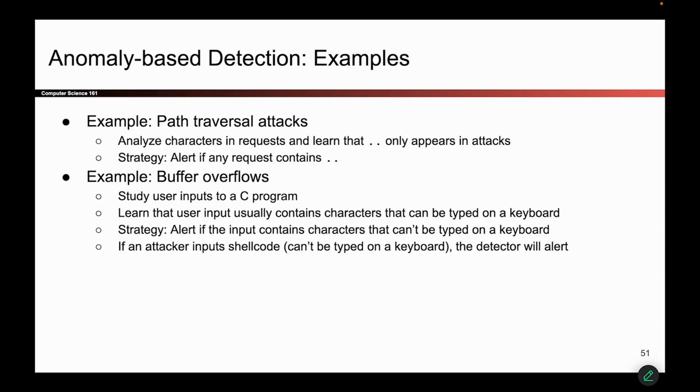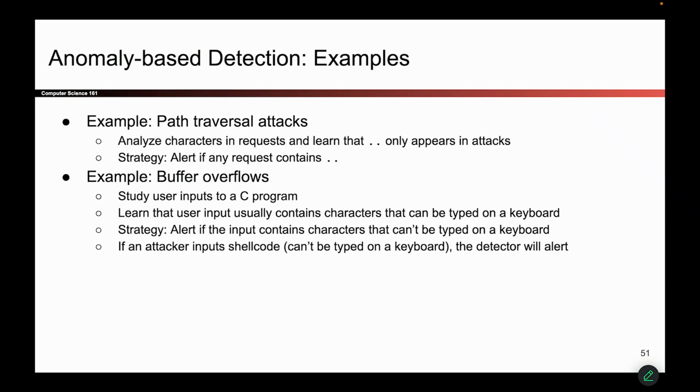Or we could consider buffer overflows. So maybe we give the model a lot of inputs to the C program, and we let the model learn that some of these are attacks and some of these are not attacks. And we want the model to figure out and be able to predict that in the future. So we give the model lots of examples. We say, here's a sample attack, here's another sample attack, here's a sample non-attack, here's a sample non-attack. And we let the model train on those inputs. And maybe the model learns something like users seem to always type the letters on the keyboard.